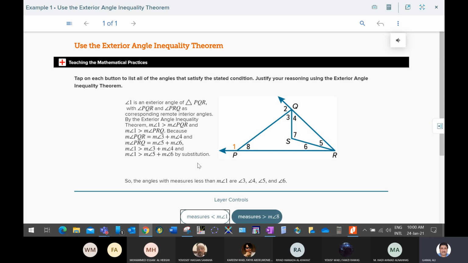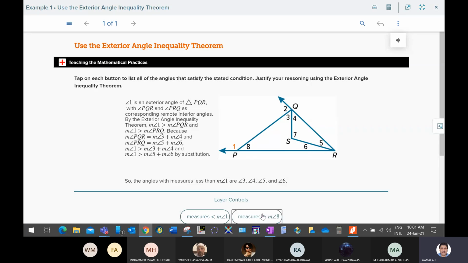Look at the answers here. Angle 1 greater than angle 3 and angle 4. Angle 1 greater than angle 5 and angle 6. Because I told you angle 1 is an exterior angle, so it equals the sum of the two remote interior angles, angle PQR and angle PRQ. So it's greater than any one of them. Look at angle PQR. It consists of two angles, angle 3 and angle 4. So I can say angle 1 greater than angle 3 plus angle 4. Angle 1 greater than angle 5 and angle 6.